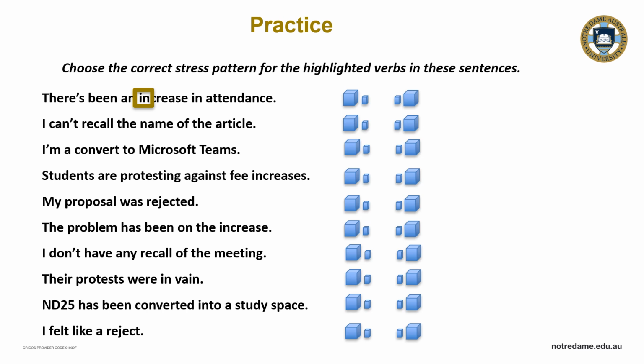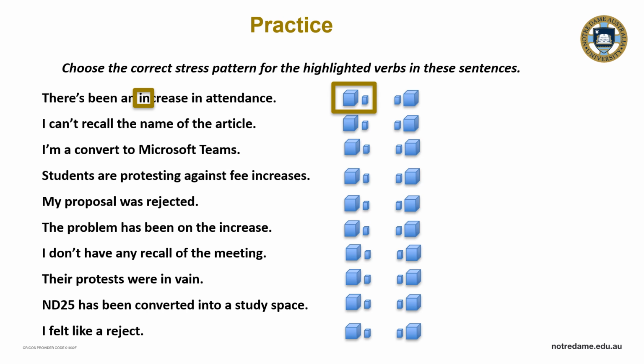So time for some practice for you. As you can see, you've got some sentences there, and your job is to decide which is the stress. So the first one I've done as an example. It should be: there's been an increase in attendance. Increase is the noun, and so it's stressed on the first syllable. Now, like the other programs in this series, I encourage you to pause and do the exercise for yourself, and I'll come back in a moment and go through the answers.